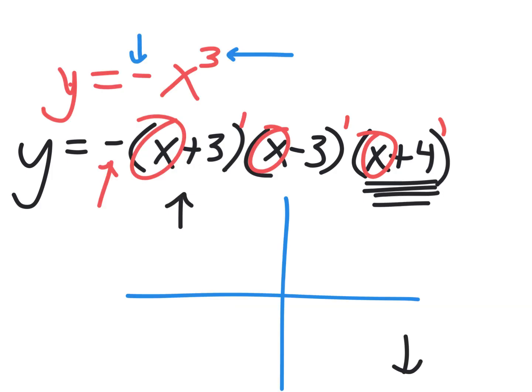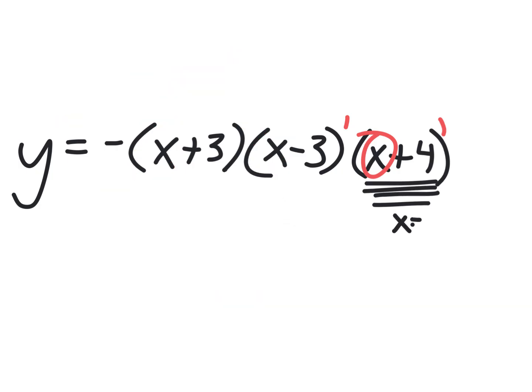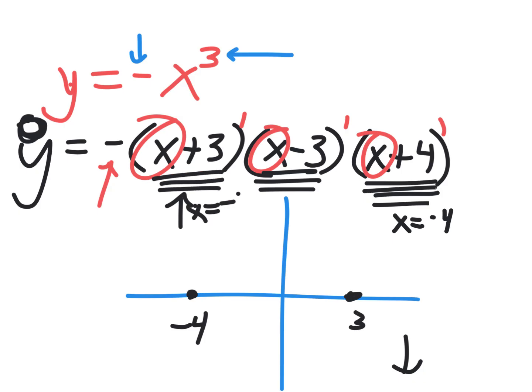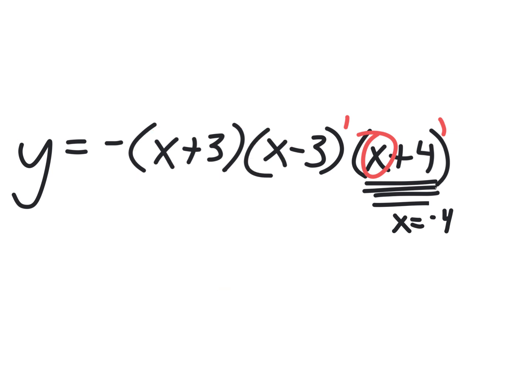Remember that deal? You want this to equal 0, right? Because if y is equal to 0, you're finding the x-intercepts. So this would be -4, and that's like over here somewhere. This is at 3, which is like maybe over here somewhere. And this is at -3. That's what'll make this part 0. So here's where -3 is.